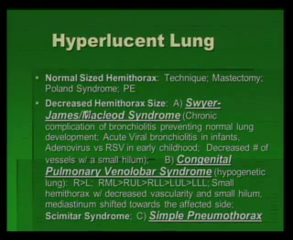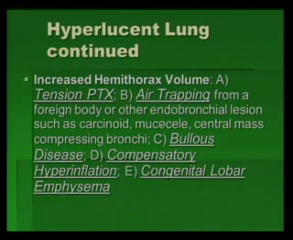A hyperlucent lung with a decreased size on that side could be a simple pneumothorax. We have a simple pneumothorax, the right hemidiaphragm elevates, the cardiomediastinal silhouette shifts to that side. That's a simple pneumothorax. If you have a hyperlucent lung and there's increased volume on that side, it could be a tension pneumothorax, which is a medical emergency. It's an emergency. You need to put a needle in the second anterior intercostal space at the midclavicular level immediately, then put a chest tube in.